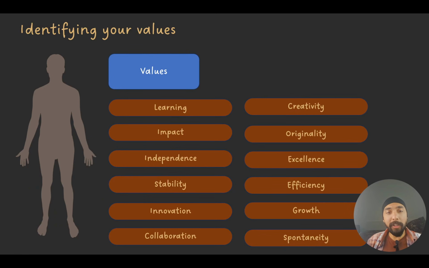So here's a list of some of the values that you can look at and really find the top 3 values that would be beneficial to you, that you find really meaningful. Is learning most important to you, or is creativity and originality most important to you? Is independence in work most important to you, or is it teamwork and collaboration that is more important? Do you value stability, efficiency, growth? What is it that you value?